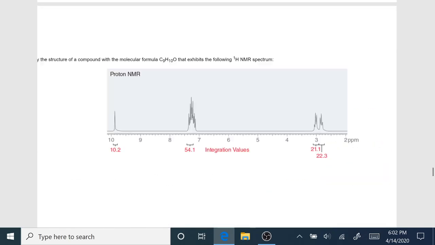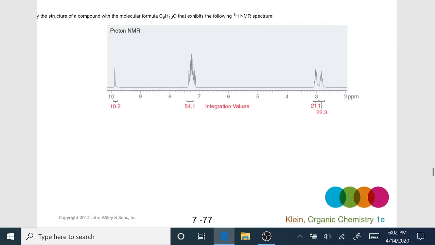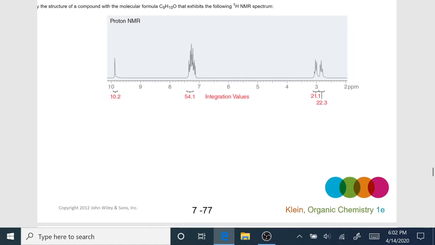So let's see if we can analyze this spectrum, okay? So notice here that we have a peak at around 10, and what did we say that was? That's usually an aldehyde. That's the first thing that jumps out at me with this spectrum. Our molecular formula is C9H10O. We've got a multiplet at around 7, and then we have these peaks at around 3. So let's see what we have.